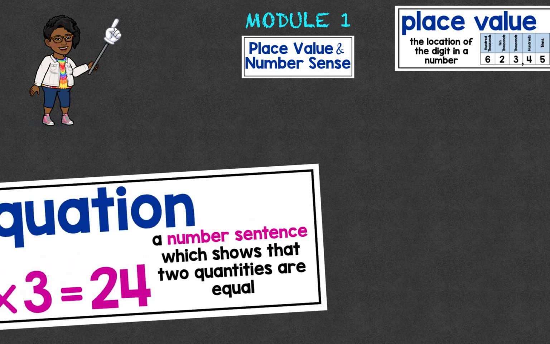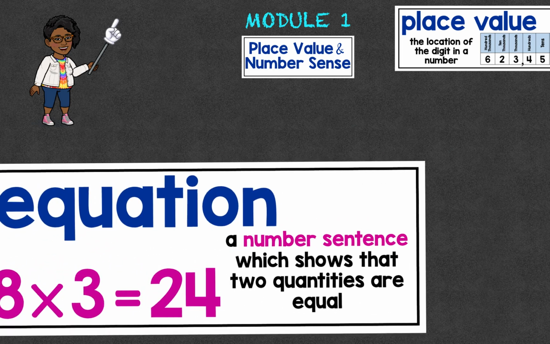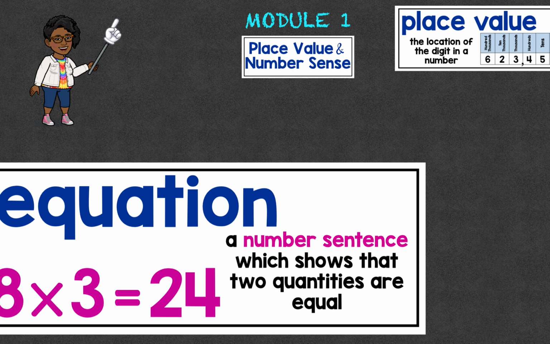Next, we have the word equation, and I use equation and number sentence interchangeably. Equation is a number sentence which shows that two quantities are equal. Here we see a multiplication number sentence, 8 times 3 equals 24, but an equation can be any operation. So make sure that you realize that in an equation, one side is the same value as the other side of the equal sign.